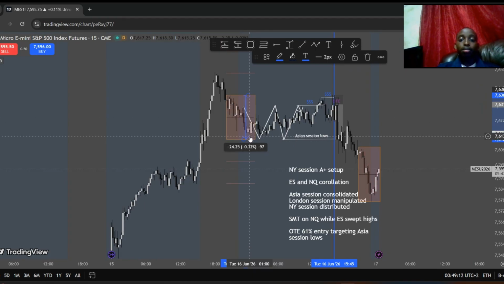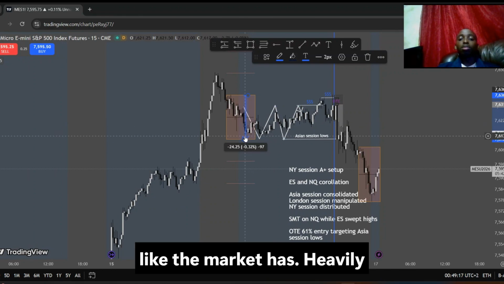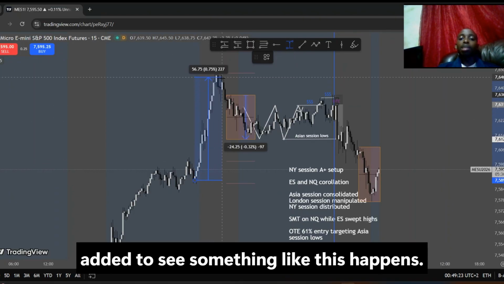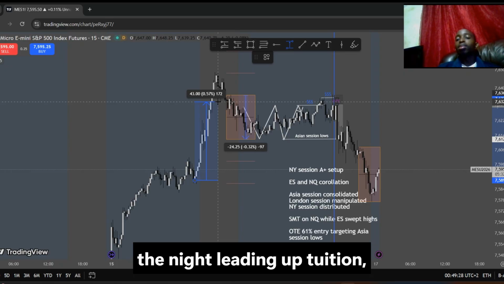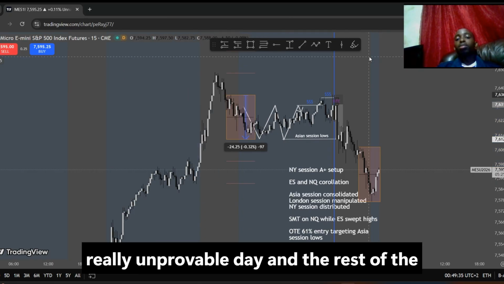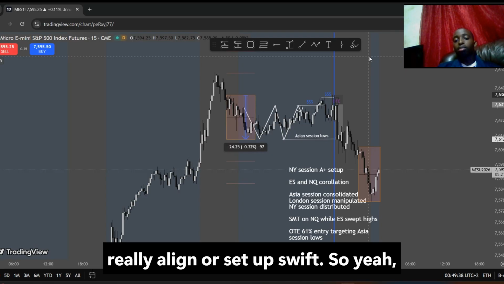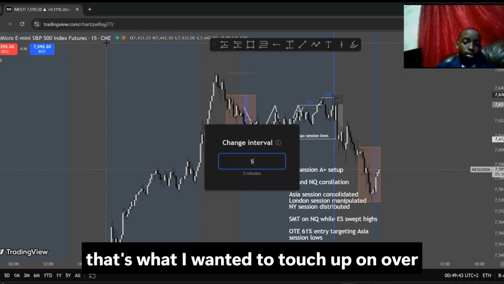But if it's above 30, it usually means the market has heavily expanded. Like in this case, let's say something like this happens during Asian session or during the night leading up to Asian session, then it usually means it's a really improbable day, and the rest of the day we just do random things that we don't usually align our setups with. So that's what I wanted to touch upon over here.